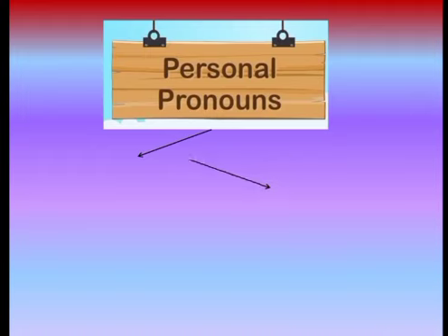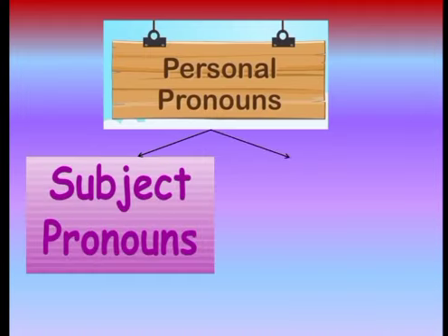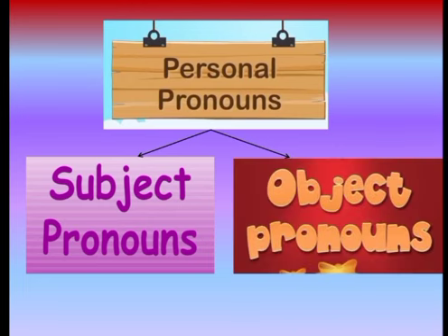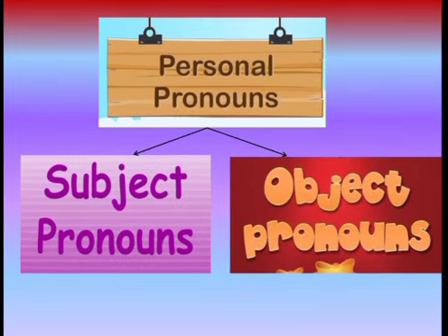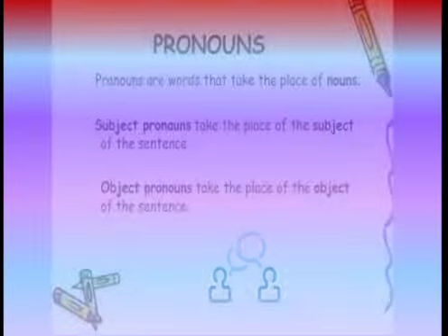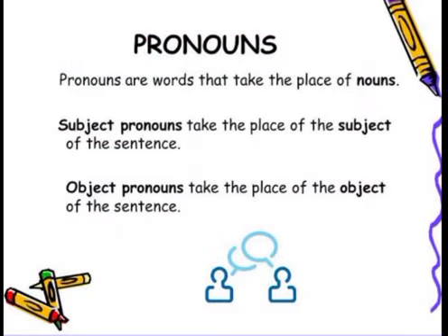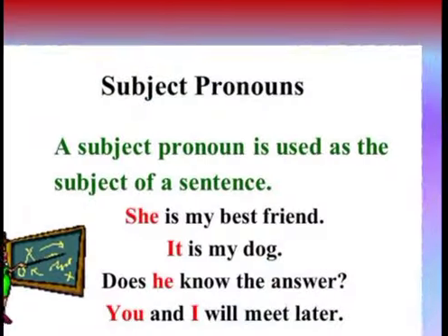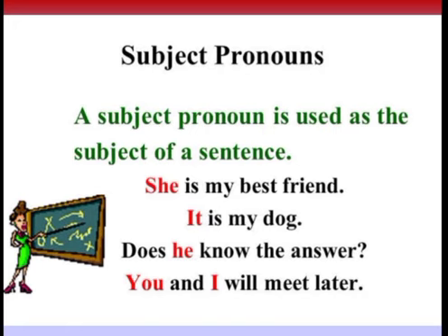Now, personal pronouns are of 2 types. What are they? Subject pronouns and object pronouns. Now let us study about subject pronouns more. In short, subject pronouns take the place of the subject of the sentence. And object pronouns take the place of the object of the sentence. Let us see subject pronouns in depth.